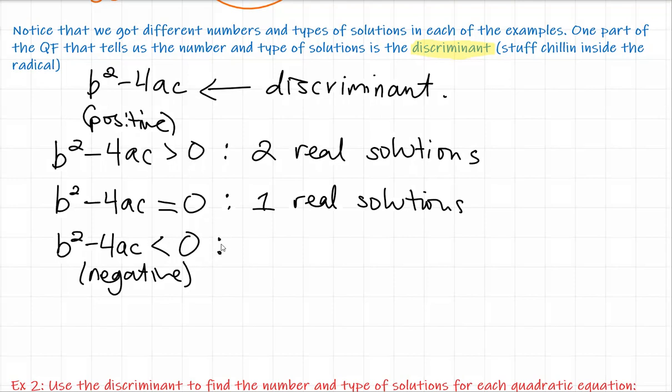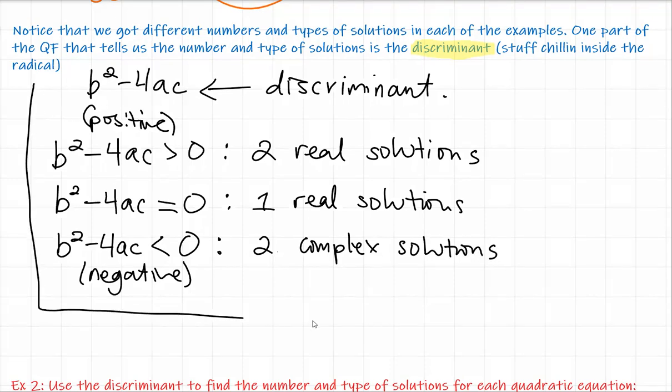B squared minus 4ac being less than 0 means we have a negative under the radical, and we have the plus minus, so we get 2 complex solutions. Okay, so these are all our options, right? And you're going to want to either have this written down or remember it, because sometimes we really just want to calculate the discriminant to see what kinds of solutions that equation is going to have. So let's put it into action.